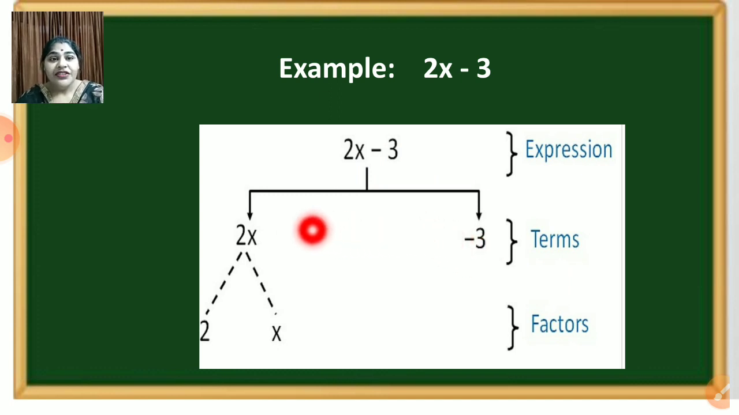Then later on you will write the factors using this dotted line. So for 2x, the factors are nothing but 2 and x, and for negative 3, you can write the factors as 1 and negative 1 and 3, but you can also write only negative 3 as a constant. That is also okay, children.